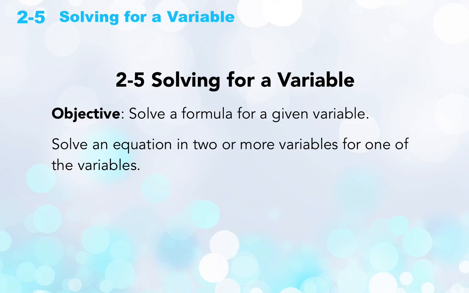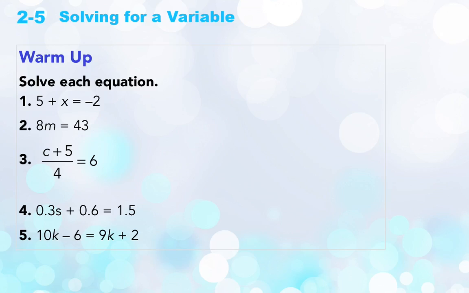And to continue here, solve an equation in two or more variables for one of the variables. So there's going to be two or maybe even three variables in a formula, and you're going to have to solve for one. It's really important that we do this because it's definitely on the Keystones. It's definitely in real life, and this is a really important lesson for us. Here are some warm-up questions. As always, pause, go over them real quick, come back, grab the answers.